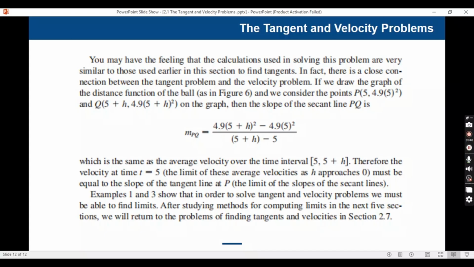If we draw the graph of the distance function of the ball as in figure 6, that one, and we consider the points P, which is 5 and 4.9 times 5 squared, and Q, which is 5 plus h and 4.9 times 5 plus h squared on the graph, then the slope of the secant line PQ is 4.9 times (5 plus h) squared minus 4.9 times 5 squared over 5 plus h minus 5, which is the same as the average velocity over the time interval 5 to 5 plus h.